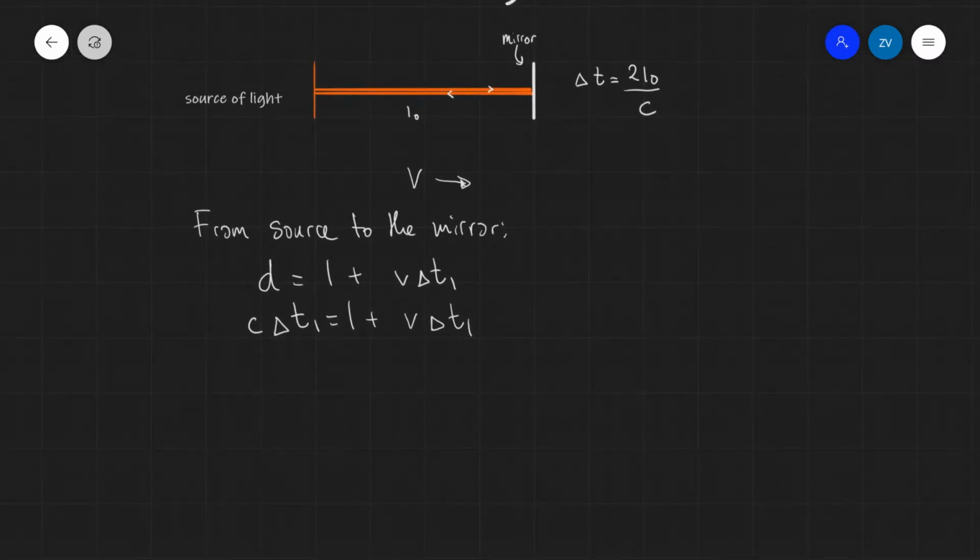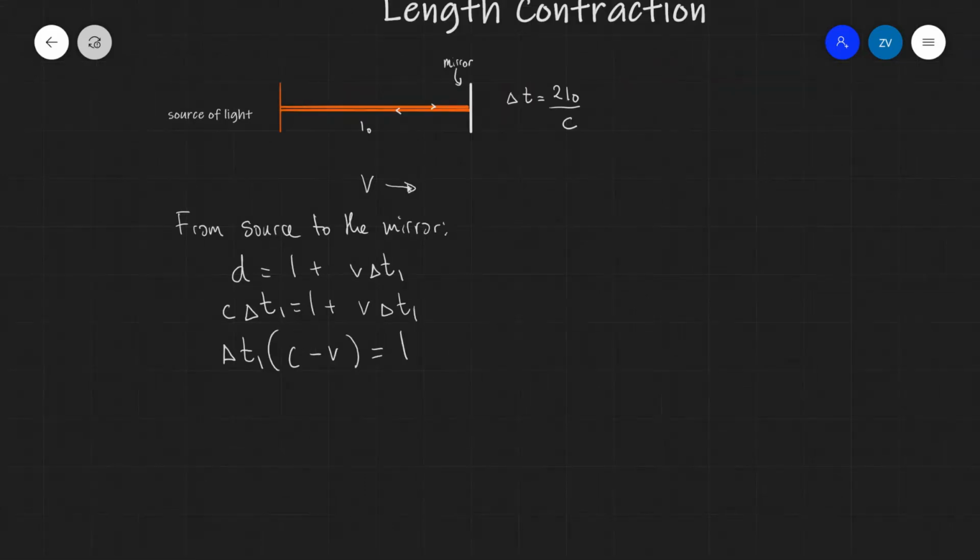And what we can do is take that common factor of delta t1, and if we were to bring it on one side and factorize it, we're going to get delta t1 times c minus v is equal to L. We can rearrange for delta t1, which will be equal to L over c minus v.